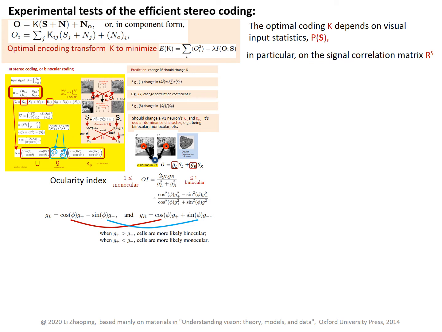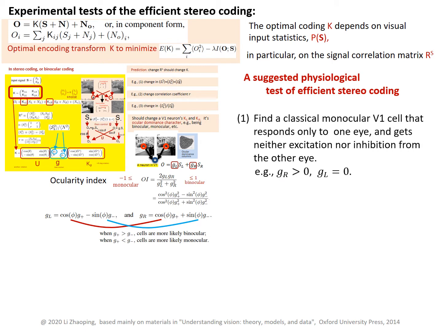We can also experimentally test the prediction that changing input statistics should change K. Here is a suggested physiological test. First of all, find a classical V1 monocular cell that responds only to one eye and gets neither excitation nor inhibition from the other eye, the silent eye. Now let's say this cell is excited by the right eye only, so GR is larger than 0, but the left eye input has no effect, GL equals 0.